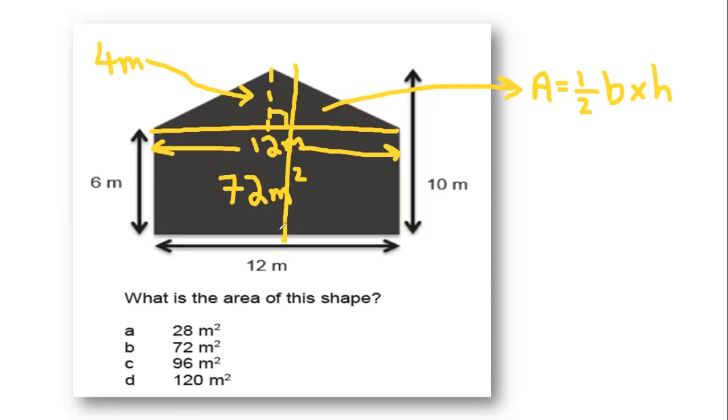If all of this is 10, but that little piece here is what? 6. So up here must be what? Must be 4. All right, beautiful.